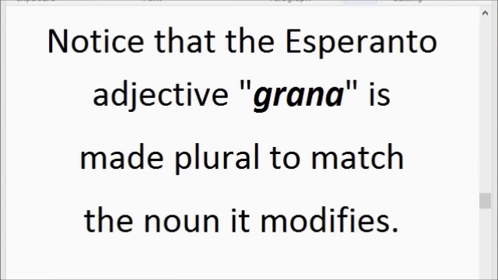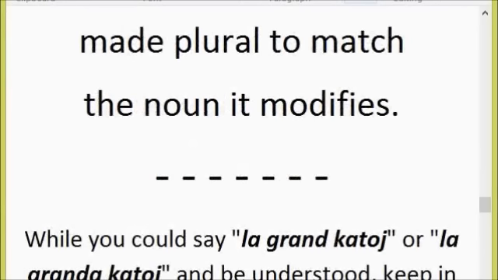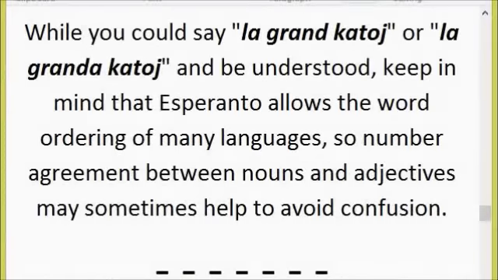Notice that in Esperanto, the adjective granda is made plural to match the noun it modifies, becoming grandai. While you could say la grand katoi or la granda katoi and be understood, keep in mind that Esperanto allows the word ordering of many languages, so number agreement between nouns and adjectives may sometimes help to avoid confusion.